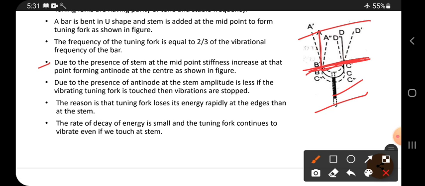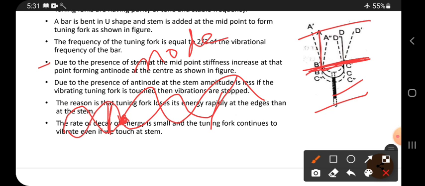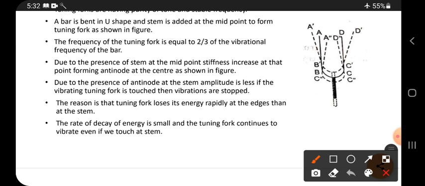So here antinodes form. What are antinodes? Suppose one wave is produced like this and one more stationary wave is coming, so two waves are there. Minimum amplitude is called a node, and maximum amplitude is called an antinode. And here antinodes are forming, and on this side also.